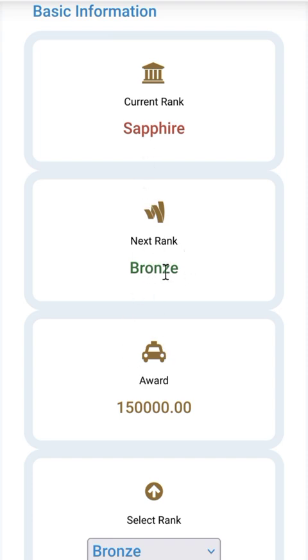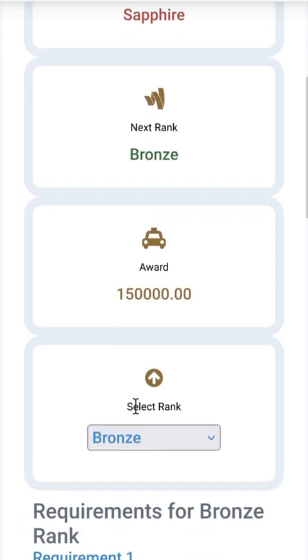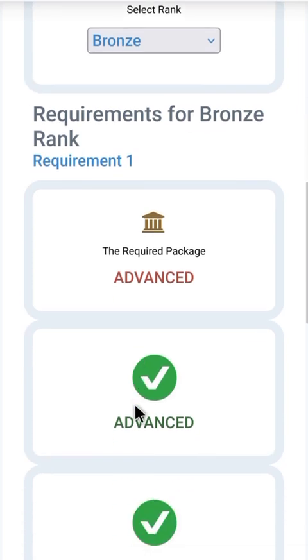The next rank now is bronze. The award is 150,000 naira. So you even see this and think, wow, this is what I'm pursuing now. Okay, fine, let me pursue it. What do I need to do next? So you work towards it. This environment will let you know what you need to do next.